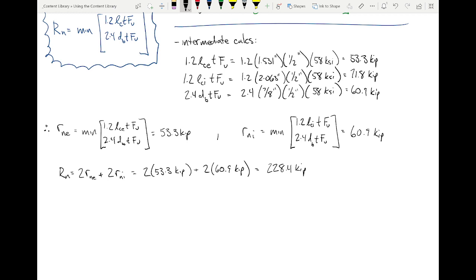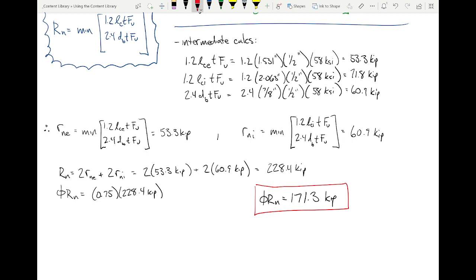The phi value. We need a phi value of 0.75. All this is just the nominal capacity. We have to adjust it by our LRFD resistance factor. So this is 228.4 times 0.75. And what is that? This is our limit state capacity.